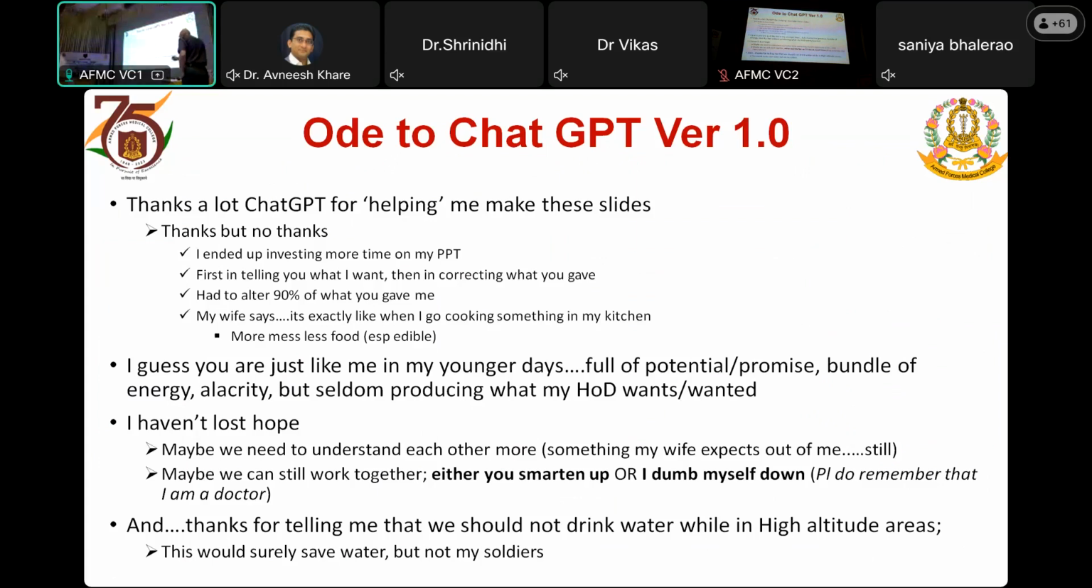And thanks for telling me that we should not drink water while at high altitude. This would surely save water, but not my soldiers. This was the advice ChatGPT gave me when I asked how to survive high altitude. So this is known as hallucination, going off the rails. It gave me a whole lot of summary, and in that summary was inserted this very harmful line telling me to tell my soldiers not to drink water. If I'm no expert, I'll not be able to correct it.